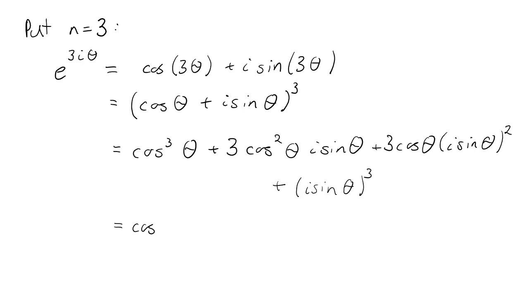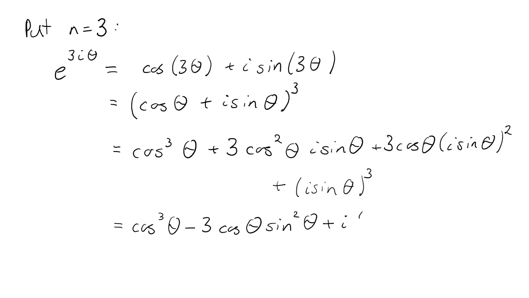Collecting up the real terms, well, the first term is real, the second term is imaginary, so I'll ignore that for a while. The third term simplifies to i squared times sine squared theta. i squared is minus 1, so that gives me minus 3 cos theta sine squared theta.